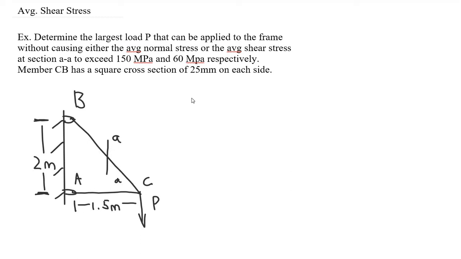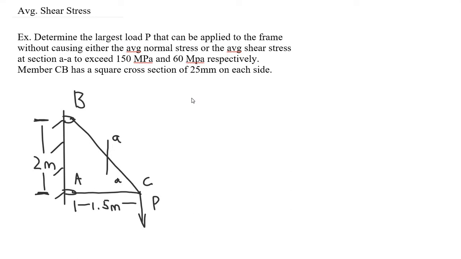Alright guys, so today we're going to be doing an example problem that deals with the average normal stress and the average shear stress. Determine the largest load P that can be applied to the frame without causing either the average normal stress or the average shear stress at section AA to exceed 150 megapascals and 60 megapascals respectively. Member CB has a square cross-section of 25 millimeters on each side.